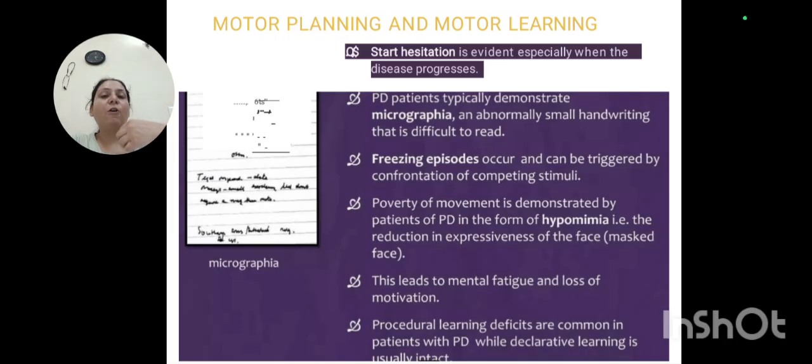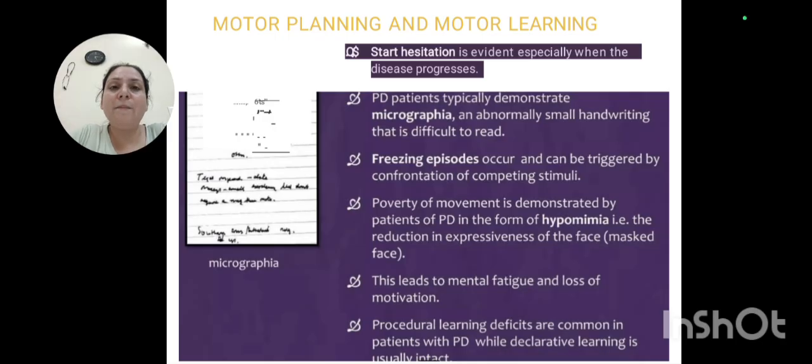The patient, or the attendant who comes to us, will say that he is very hesitant to start a job, even a simple normal day-to-day task. He is very slow to start a job, or very hesitant to start a new job. Okay? And he will say that it is very difficult to understand whatever he is writing. That's called micrographia. Fine. Small handwriting. You can see the image.